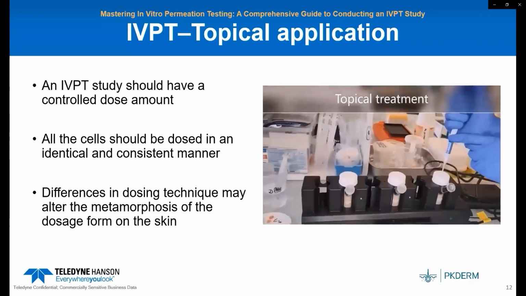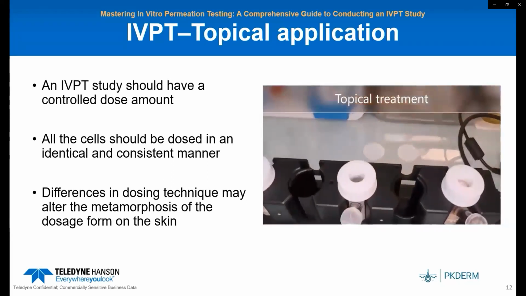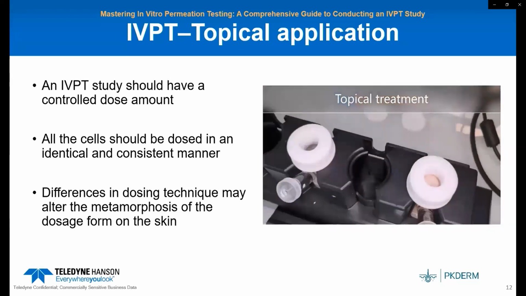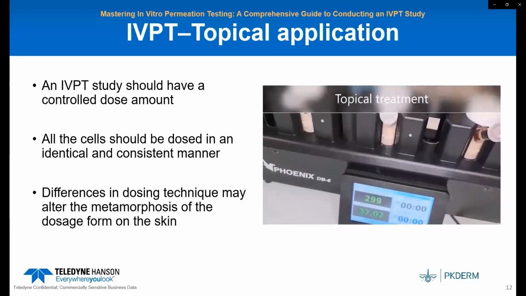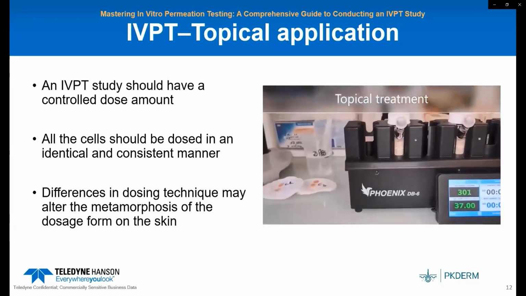After the application of the formulation, the diffusion cells are left for the duration of the treatment period, usually 24 hours.